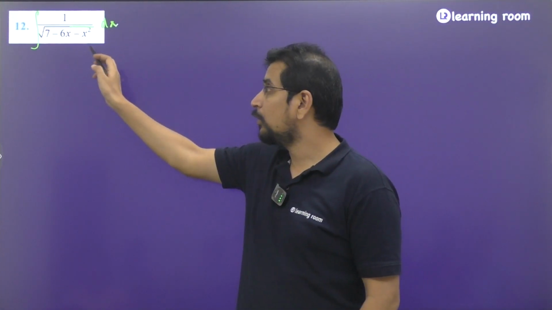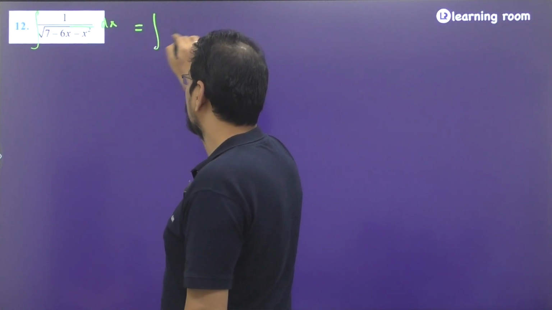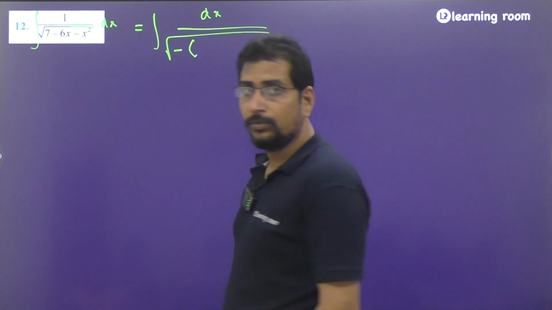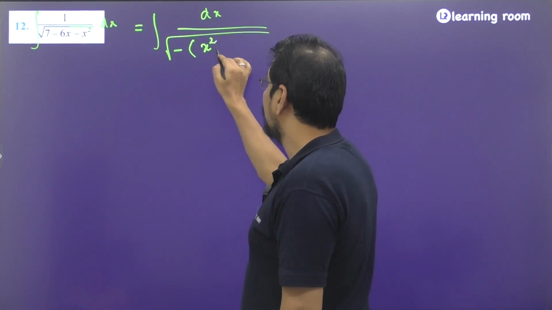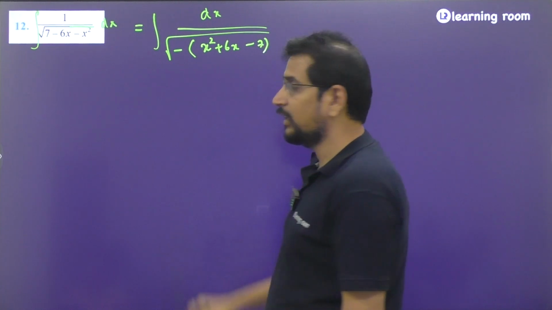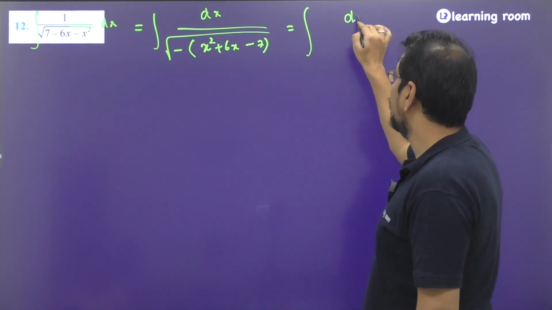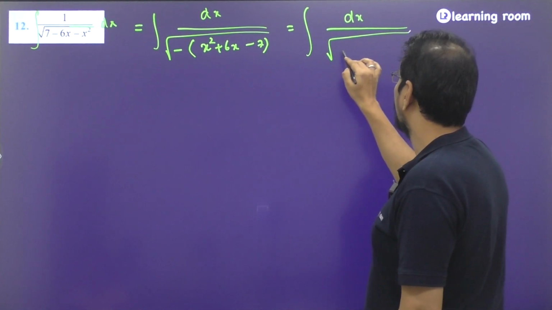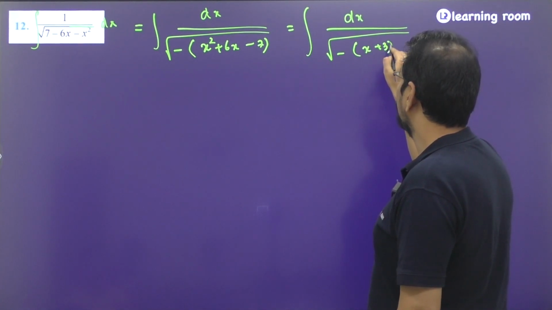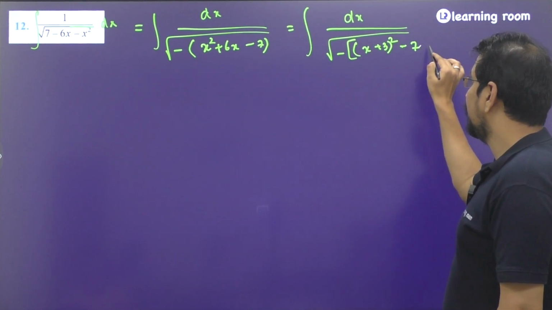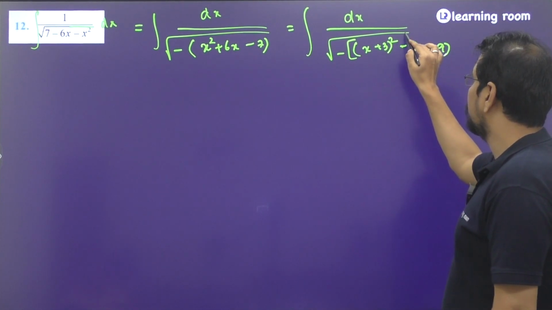So the 12th question is integral of dx divided by root of 7 minus 6x minus x square. So here also we are going to follow the completing the square method. So integral of dx divided by square root of minus of x square plus 6x minus 7. Am I right? So this is equal to integral of dx divided by square root of negative of, it will be x plus 3 the whole square, right? Minus 7 is already there, minus you need to subtract 9.